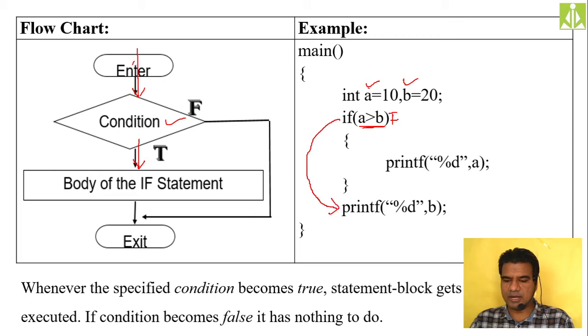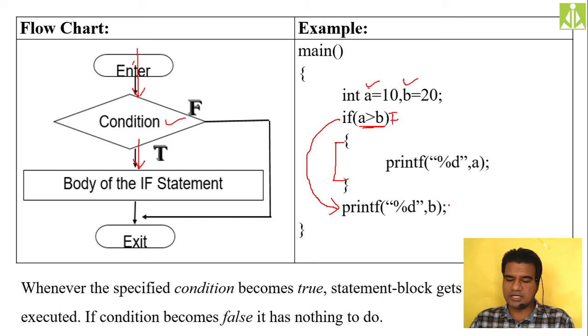The control will come at this point. It will not consider the body, because the condition is false. If the condition is false, it should not consider the body. It should come out. It is coming out, and immediately after the if statement, I have this printf, and it is printing the value of B.